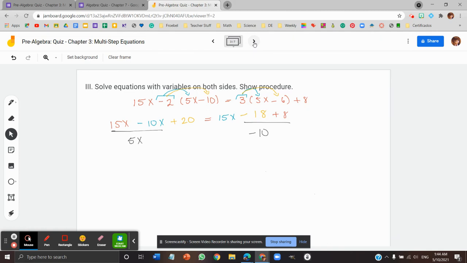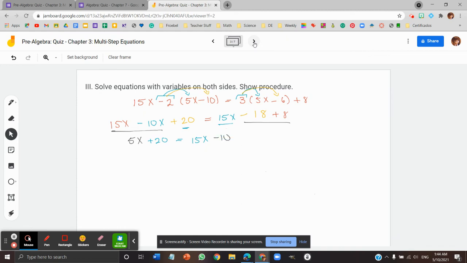What do I have left? Well, I had left the 20 plus 20 equals. And I have the 15x. I'm going to take away that 10. I'm going to put it a little bit closer. Minus 10. There we go.